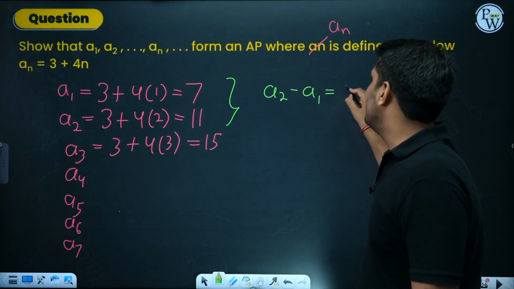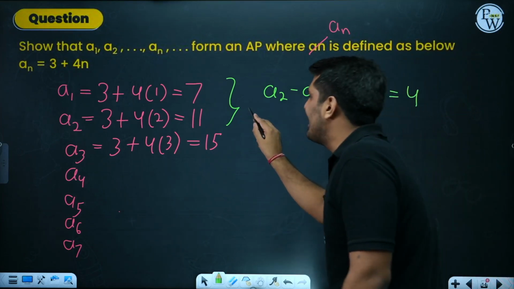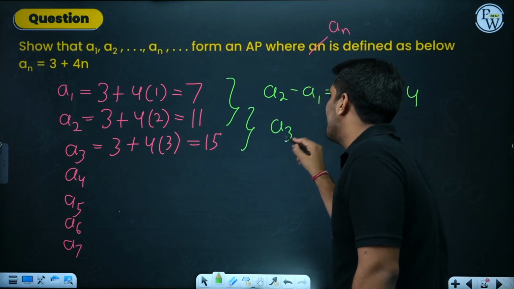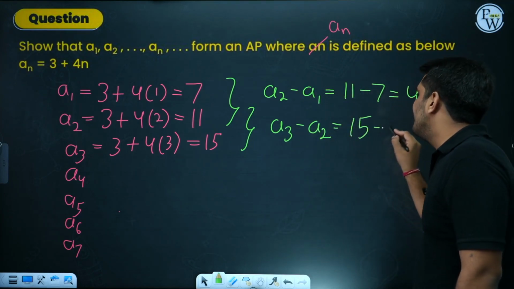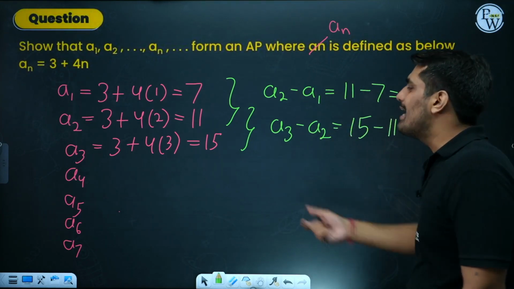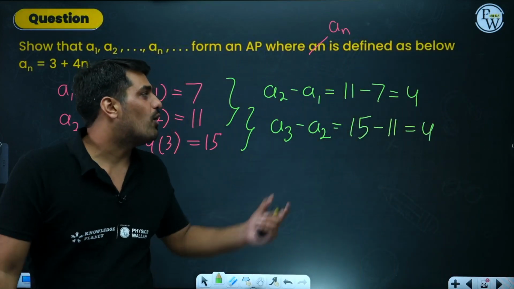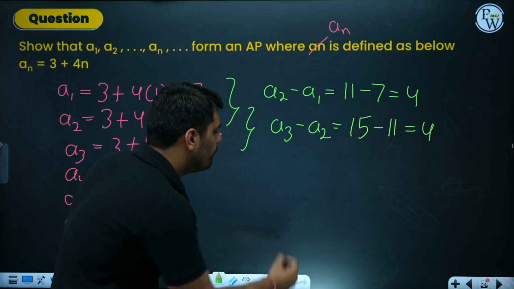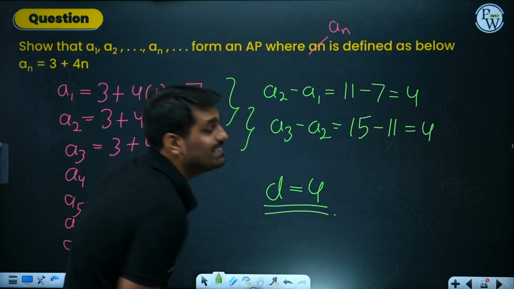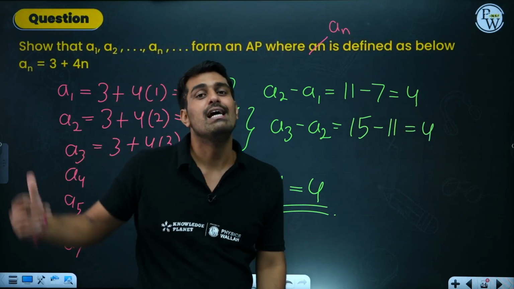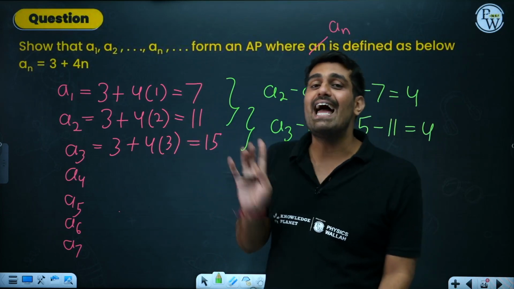A2 minus A1 is 11 minus 7, that gives you 4. Checking for the next two terms, that means A3 minus A2. A3 minus A2 means 15 minus 11, that gives you 4. And if you try doing the same for the next few, then also you'll find out that the common difference comes out to be 4. Since we are having a common difference, the general term is indicating an AP.